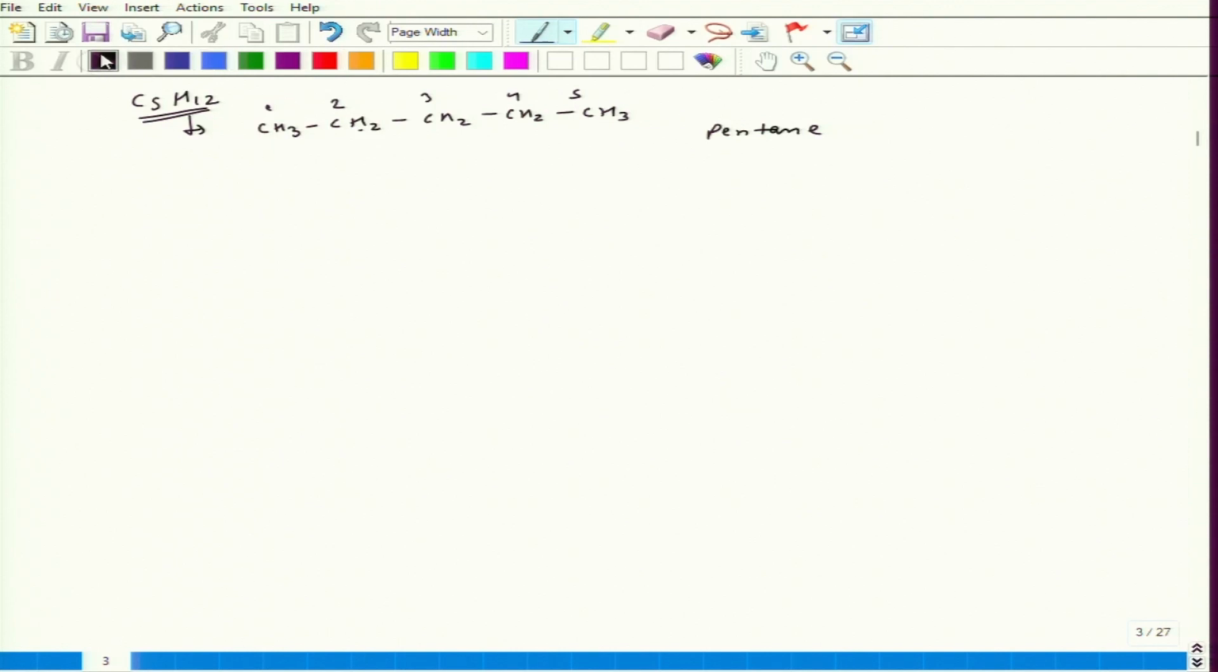So, you may see in a lot of books there is an n written in front of this. This n means normal straight chain. That means, or we can say no branching present.